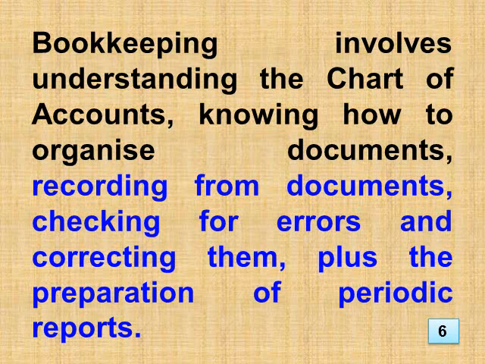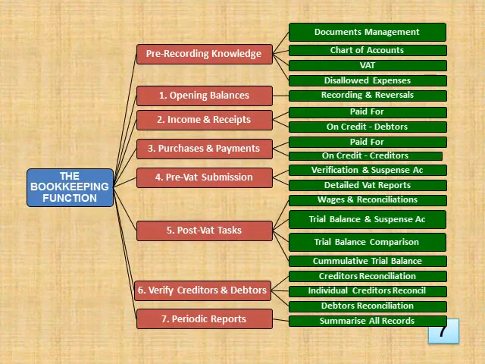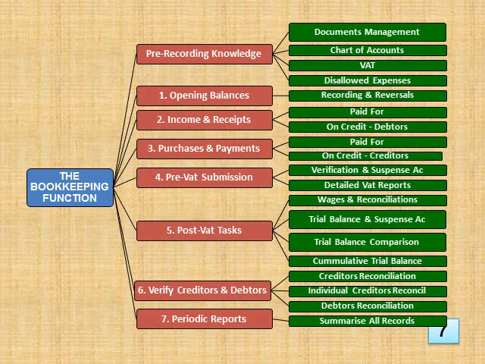Bookkeeping involves understanding the chart of accounts, knowing how to organize documents, recording from documents, checking for errors and correcting them, plus the preparation of periodic reports. Here we have an illustration of the detailed activities in the bookkeeping function. There is pre-recording knowledge we should know before we start any recording. We should know how to manage documents, have a proper understanding of the chart of accounts, the VAT implications of different transactions, and know how disallowed expenses are recorded.